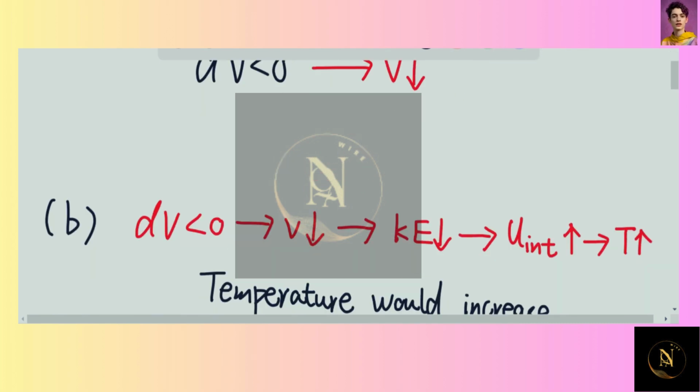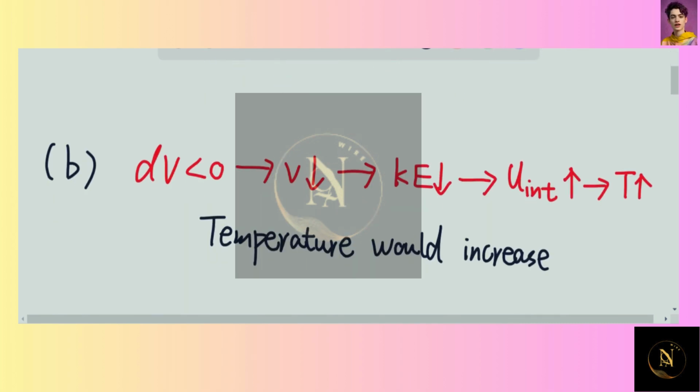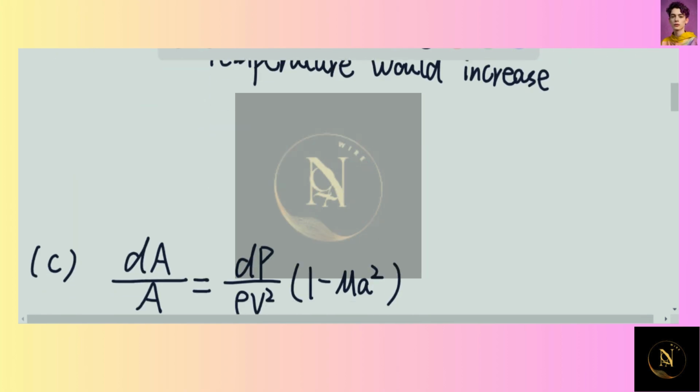And for the next question, we know dV is less than 0, which means velocity is decreasing. If velocity is decreasing, that means the kinetic energy is decreasing. If kinetic energy is decreasing, that means the internal energy is increasing, according to the energy conservation law. We know the temperature is associated with the internal energy. If internal energy is increasing, that means the temperature is increasing. So therefore, temperature will increase in this case.